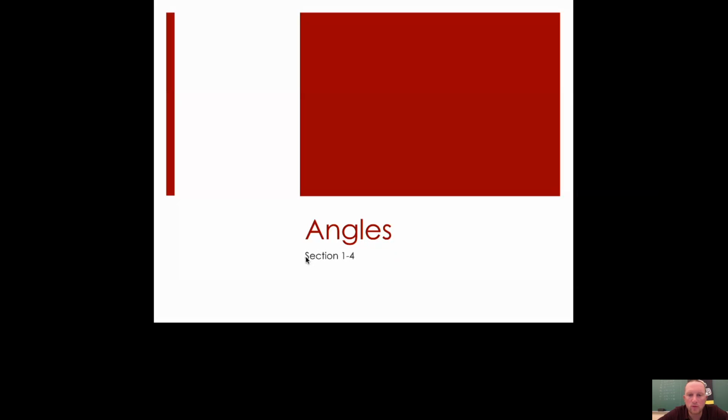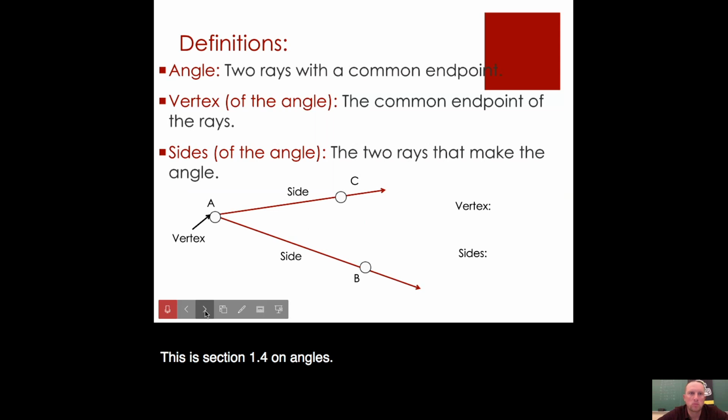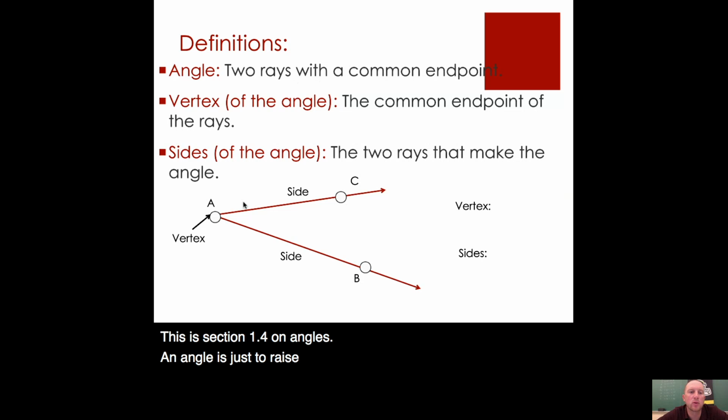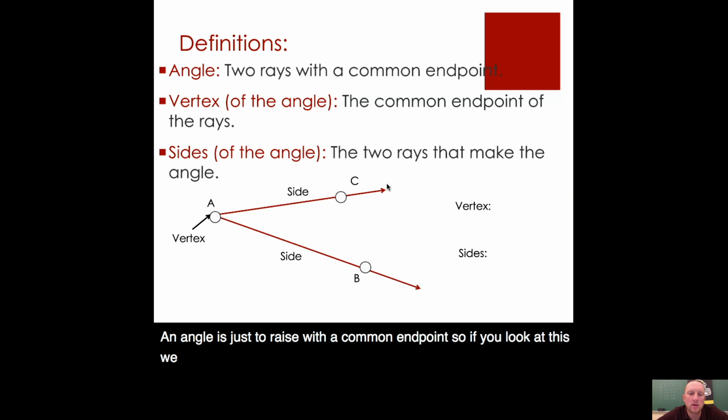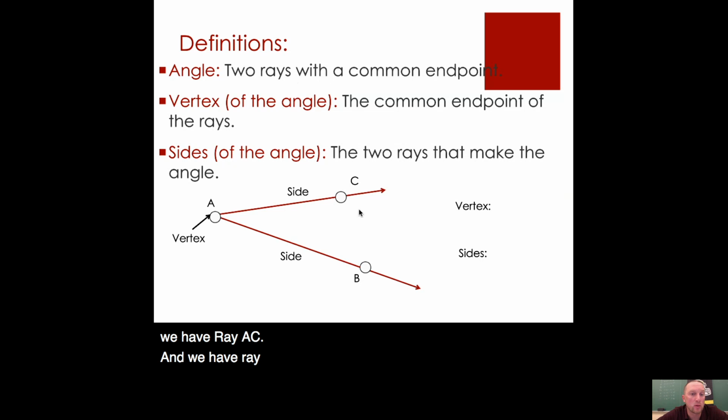This is section 1.4 on angles. An angle is just two rays with a common endpoint. So if you look at this, we have ray AC and we have ray AB. That makes an angle.